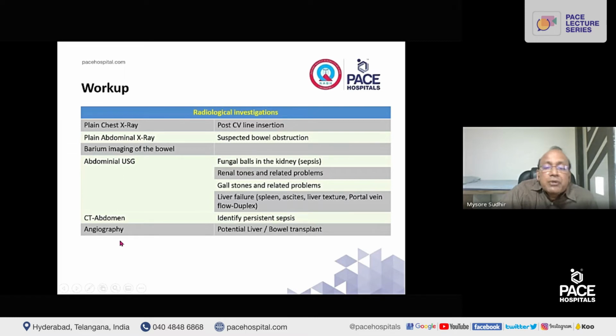And then sometimes we'll have to do angiography, because if the patient has the potential to undergo a liver transplant or a bowel intestinal transplantation, then we'll have to go for angiography, because ultimately, at the medical treatment phase, we have to think of an intestinal transplantation.